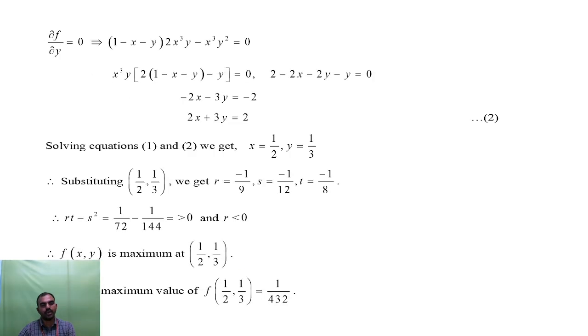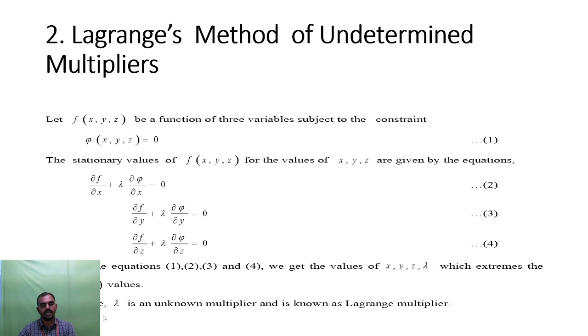Okay. Next, ∂f/∂y equal to 0. Okay, so these are ∂f/∂y. So consider these two terms, take the common value, x cube y. What is the remaining? 2 times (1 minus x minus y) minus y equal to 0. So multiply: 2 minus 2x minus 2y minus y equal to 0. So minus 2x minus 2y minus y, minus 3y, plus 2 goes to the right hand side, minus 2. Throughout multiply by minus, so 2x plus 3y equal to 2. We consider this the second equation. So the previous one, that is ∂f/∂x.